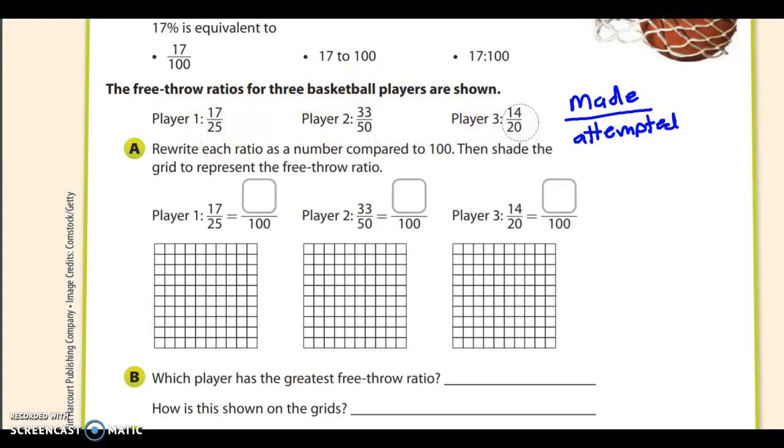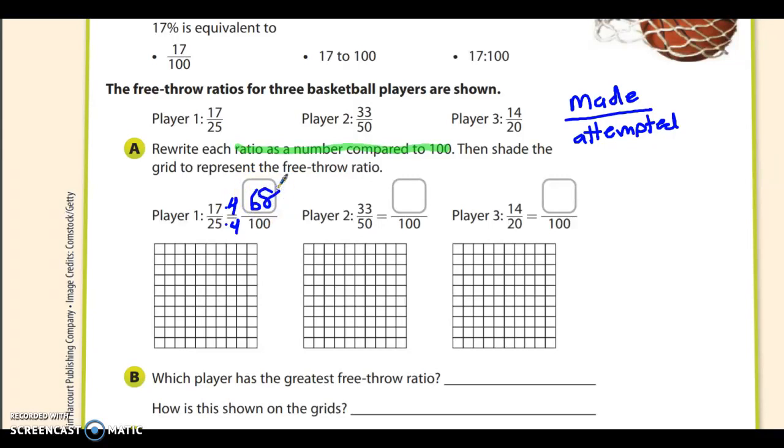So check out question A: rewrite each ratio as a number compared to 100. How do we do that? Well, I'll show you how to do that mathematically. They gave us really friendly denominators. How do you get from 25 to 100? You multiply by 4. And if you multiply the second term by 4, you have to multiply the first term by 4. 17 times 4 is, well, I can do that mentally by doing 17 times 2. That's 34. And then do that times 2. That's 68.